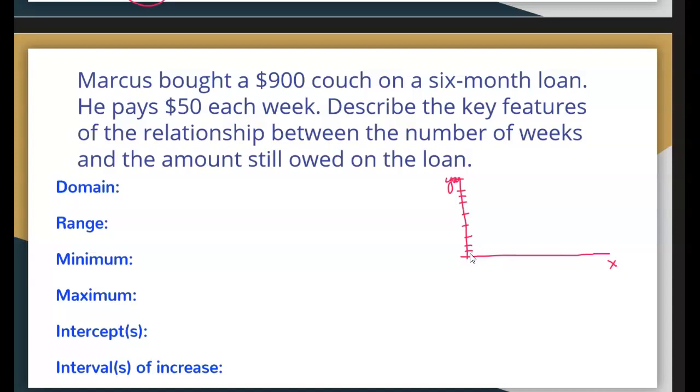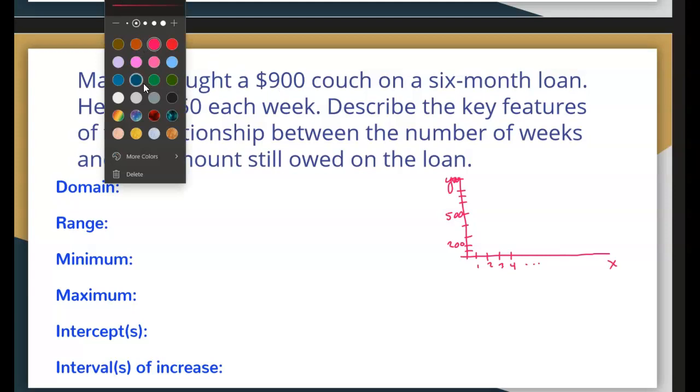Not very evenly spaced out, but it's fine. 1, 2, 3, 4, 5, 6, 7, 8, 900. So this one's 500. We have 200 here. And then we're going to go out a number of weeks. So 1 week, 2 weeks, 3 weeks, 4 weeks, and so on. All right, let me grab a different color really quick so we can see our marks, maybe blue.